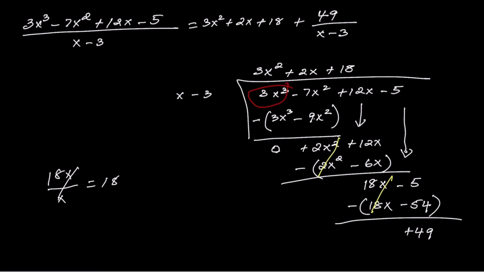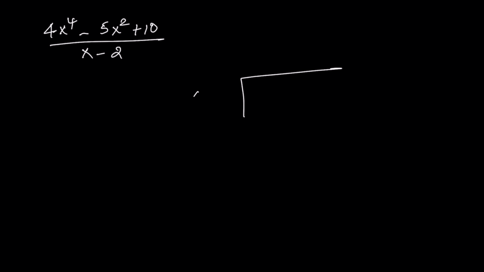Now let's finish with a more advanced division, where we must include missing terms. Divide 4x to the fourth minus 5x squared plus 10 by x minus 2. Place x minus 2 outside the division box. Write the polynomial to include the missing terms. 4x to the fourth plus 0x cubed minus 5x squared plus 0x plus 10.